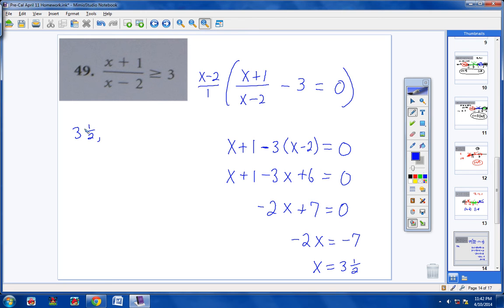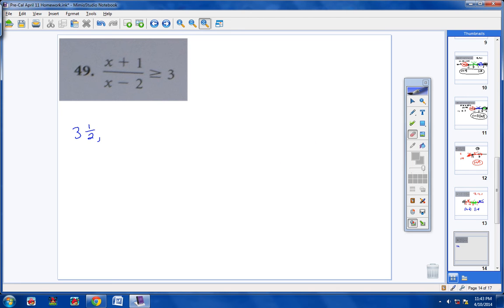Now the other critical value should be pretty obvious. You look at the one fraction that you have, and you say to yourself, what makes this fraction undefined? And what would make this fraction undefined obviously would be a positive 2, because 2 minus 2 is 0. So your other critical value would be 2. So we're going to put a 0 here, and a 2 here, and a 3.5 here. Notice both of these critical values would be closed because of the equal sign right here.